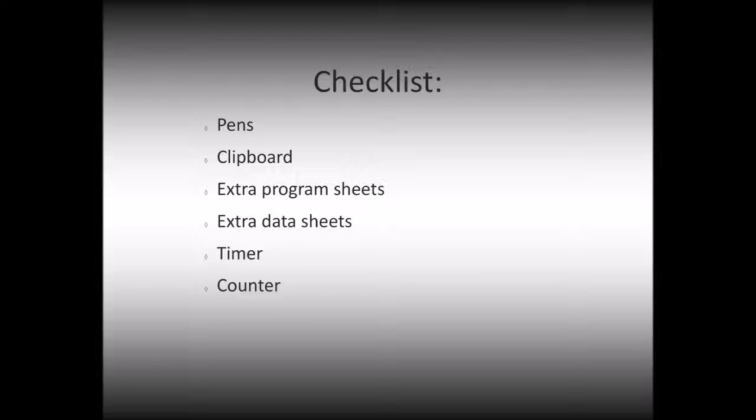It's important to note that sometimes you will need things in a session that you might forget. So make sure that you get pens, a clipboard, extra program sheets, and extra data sheets, because often enough you will run out. Make sure you have a timer if the child has a tantrum behavior or behavior you need to record time on, and have a counter for the frequency of behaviors that might occur.